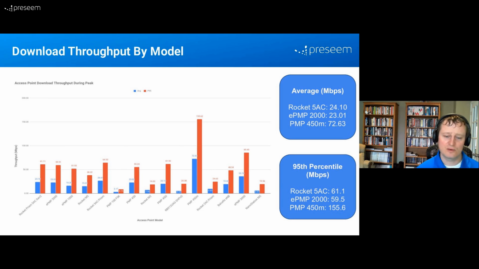One thing here is that the Rocket 5 AC, that number's been creeping up a little over the editions of the reports. That may be because there's more customers switching to AC. I'm not exactly sure why that's happening, but it's definitely been slowly increasing through all the last 4 editions.